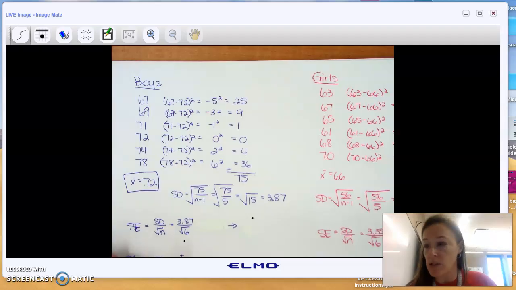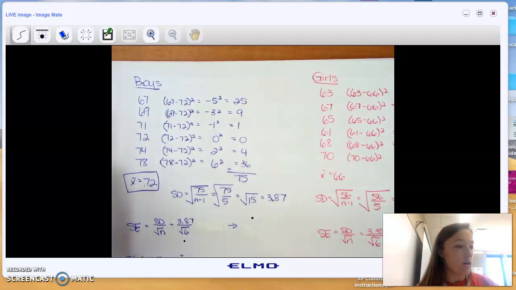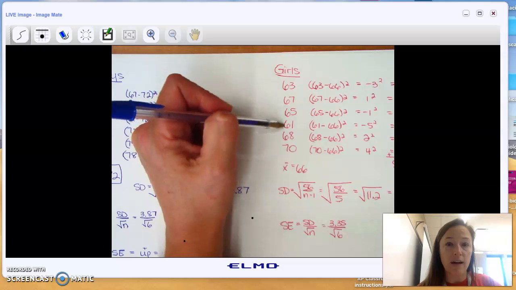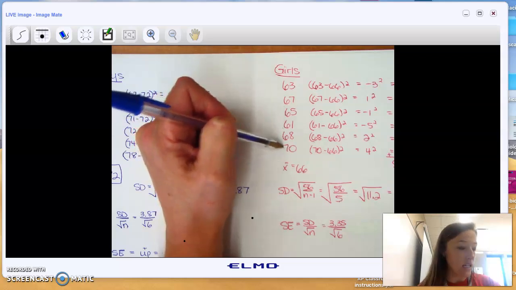What we're doing for this one is we're looking at how to calculate plus or minus, really standard error, plus or minus 2 standard errors. We're looking at boy heights, and 72 is 6 feet, so this would be 5'7", 5'9", 5'11", 6 feet, 6'2", 6'6", pretty tall one there. Girls: 5'3", 5'7", 5'5", 5'1", 5'8", and 5'10".